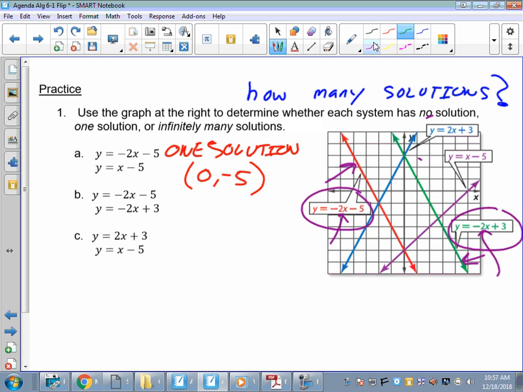And if you remember, things with the same m value are parallel. They will not cross, because they have the same slope. So we could say they have no solution, and the reason being that they're parallel because they have the same slope.